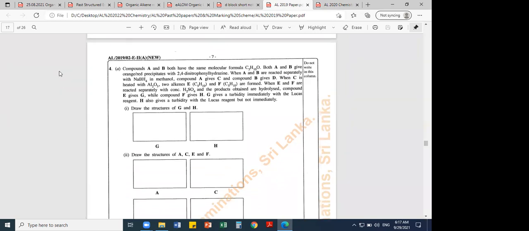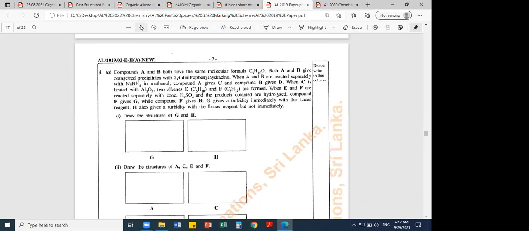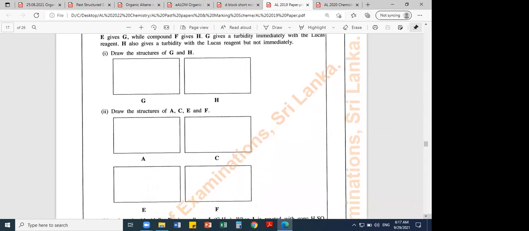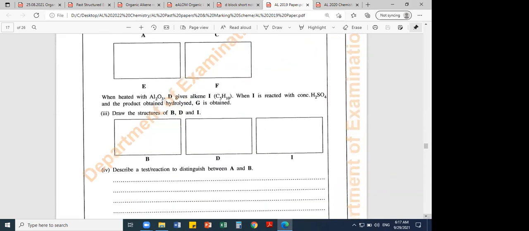2009 paper. They have given that both have the same molecular formula, right? You can see the screen, right? Again draw the structures like that. They ask questions every year. You get a question like this. Test to distinguish A and B. Chemical test.